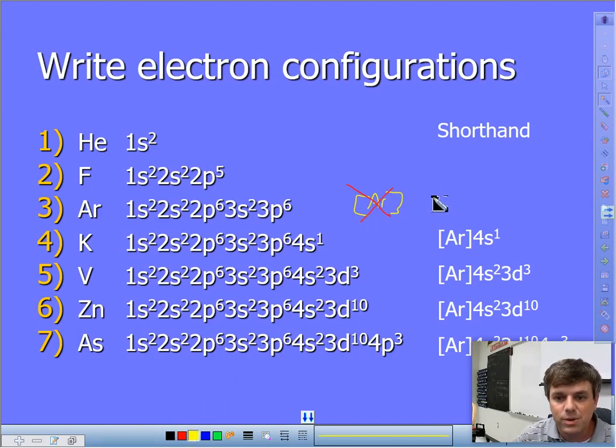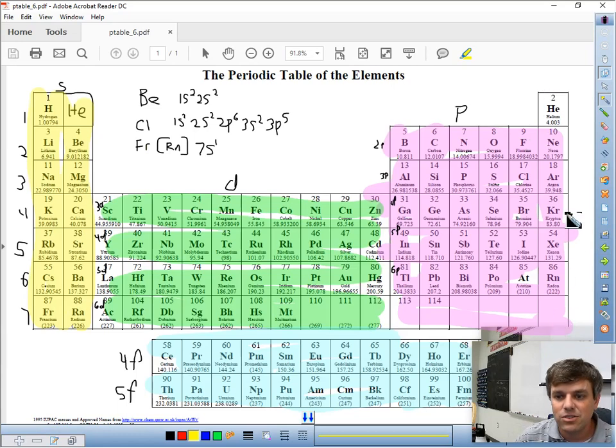What you can do is go back to the end of the previous row and do neon in square brackets, and then do 3s2, 3p6. But you can't just write an element in square brackets and call it a day. And also, the only elements you're allowed to put in those square brackets are these elements at the end of the previous row. These elements are called the noble gases. We'll learn that in our next unit.